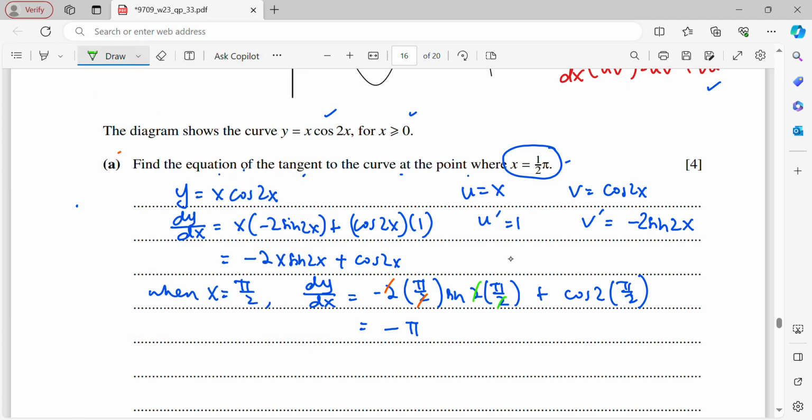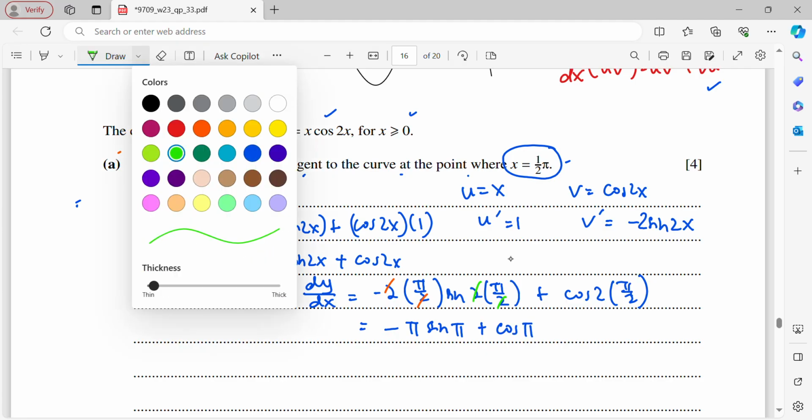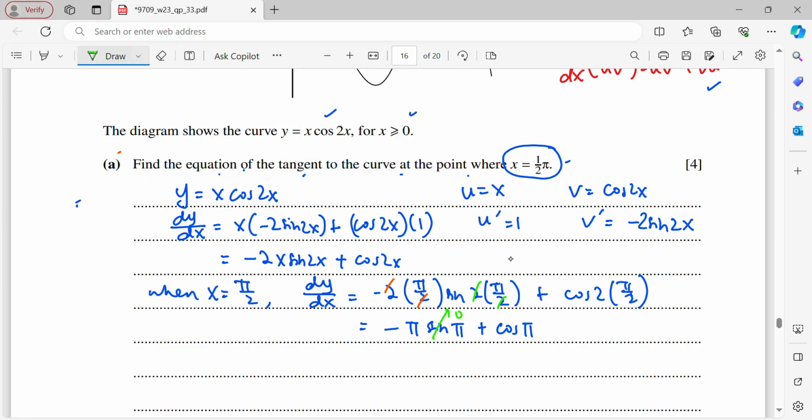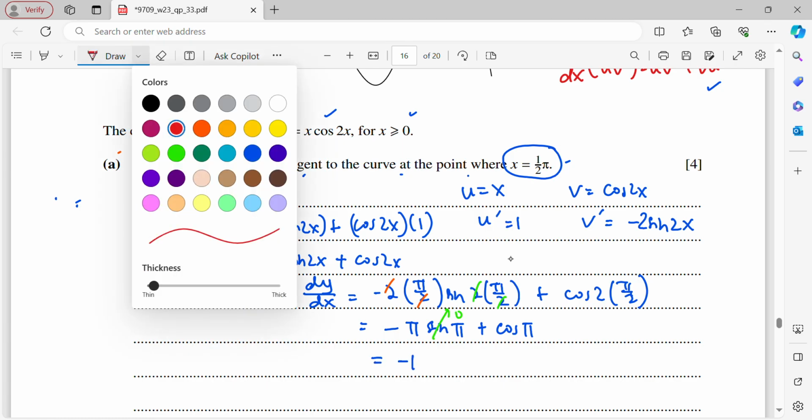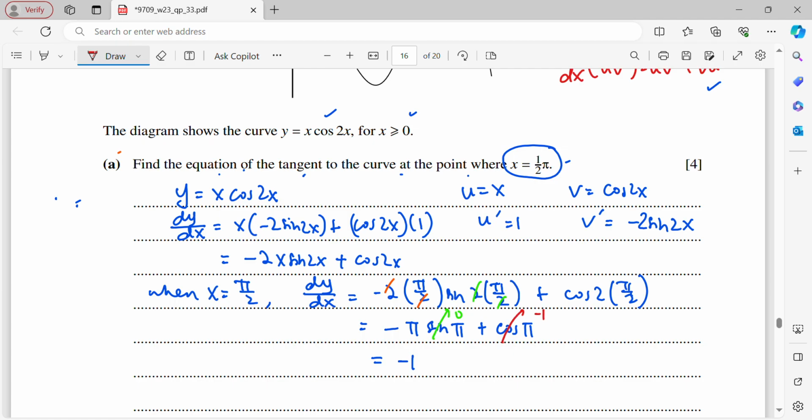Here I show step by step working. So it will be negative pi sin pi, then plus cos pi. Sin pi is 0. Therefore, I will get just cos pi. Cos pi is minus 1. So I found the gradient of the tangent.